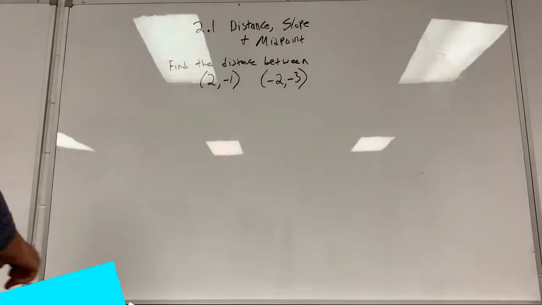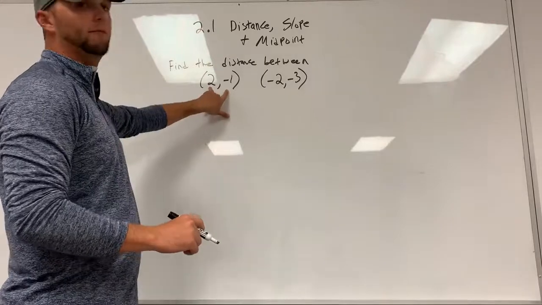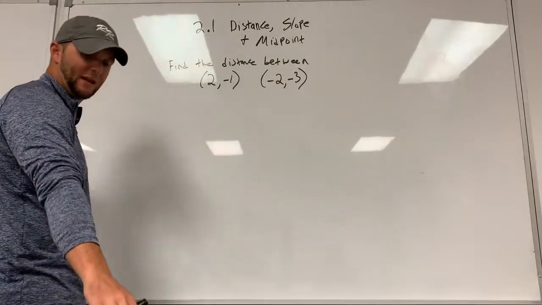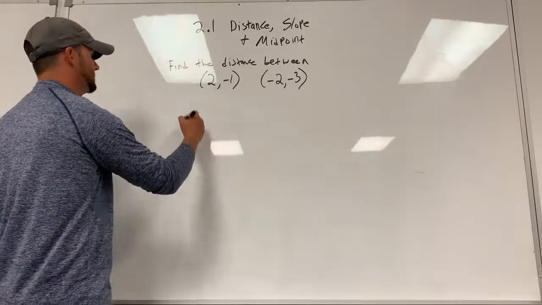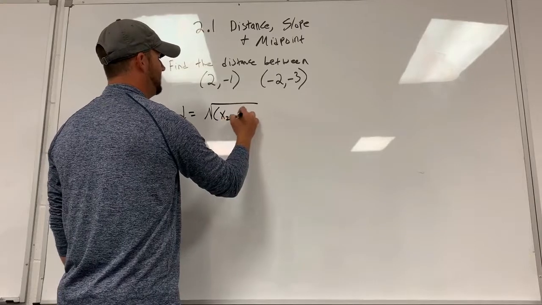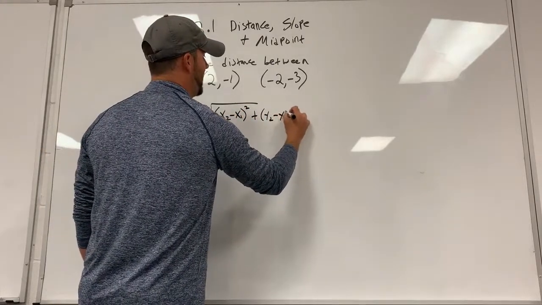All right, so on example number 1, it tells me to find the distance between the coordinate (2, -1) and (-2, -3). So literally all I'm going to do is write down the distance formula that you have in your notes. So d is equal to the square root of (x2 - x1) squared plus (y2 - y1) squared.